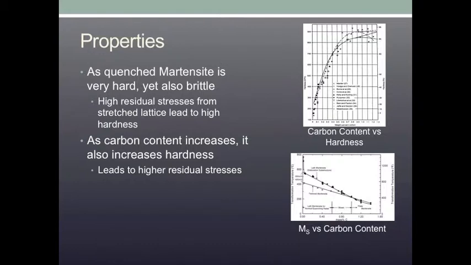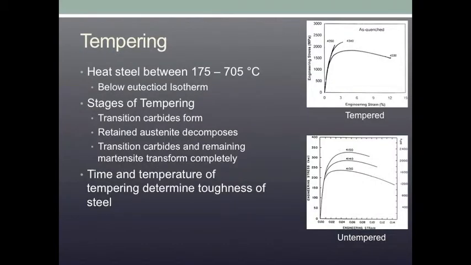As I stated before, martensite is a hard, brittle structure, oftentimes with retained austenite in it as well. In order to attain better properties, the steel is put through a process known as tempering. This involves heating the steel to a temperature between 175 and 705 degrees Celsius. You don't want to go any higher than this because you want to keep the temperature below the eutectoid isotherm. This is to keep from having austenite grains reform, which would essentially erase everything that was achieved in the quenching process.